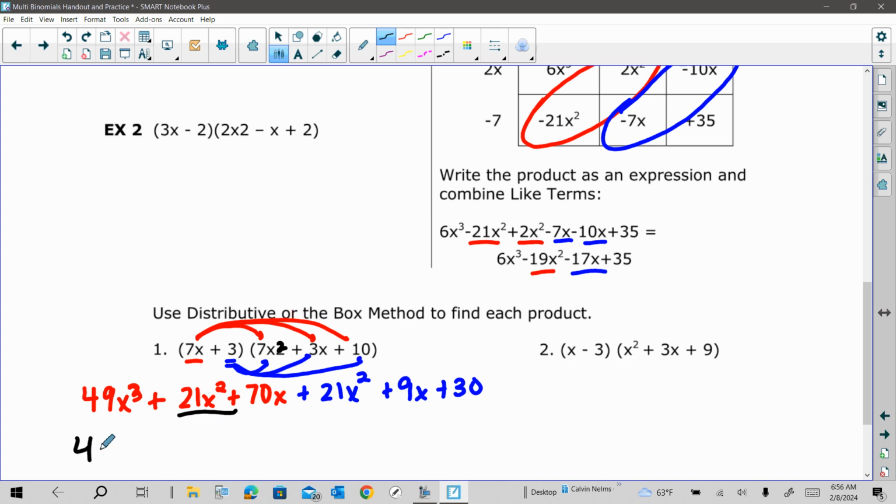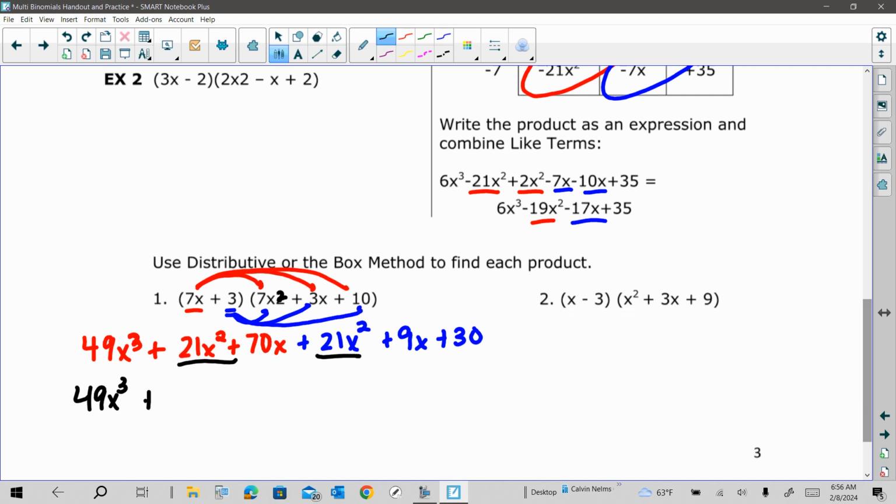The 49x cubed is the highest, so that stays first. Then here's my two like terms, the x squares. That becomes 42x squared. Then the next highest are just x's, so I'm going to add those together. That's 79x. And then the last is our number, which is 30. Okay.